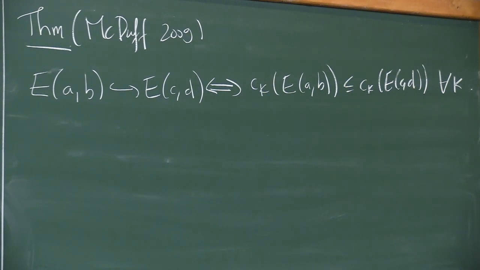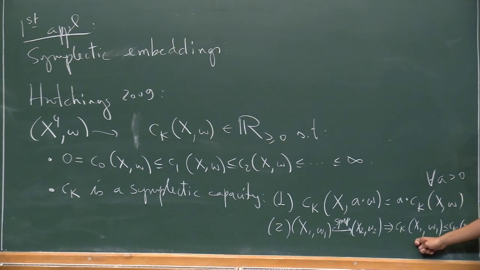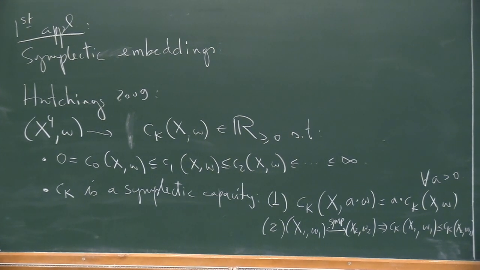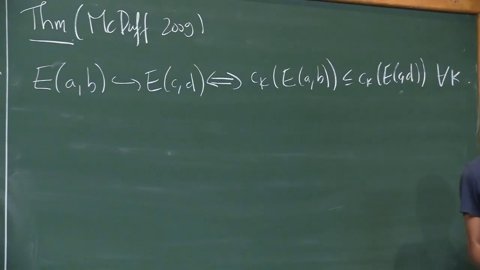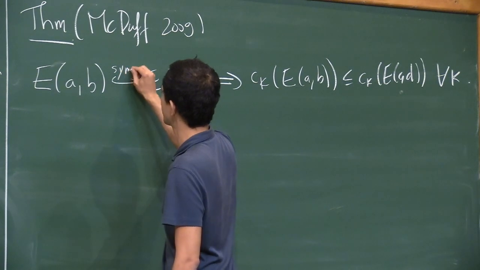Okay? So if you believe that these things are well-defined and exist the way I explained them, then one direction is obvious from this part here. And, you know, you can think of the theorem as being the opposite direction. So if ECH capacities do not provide an obstruction for the embedding, then the embedding exists. Okay, so sorry, this is symplectic. Always.